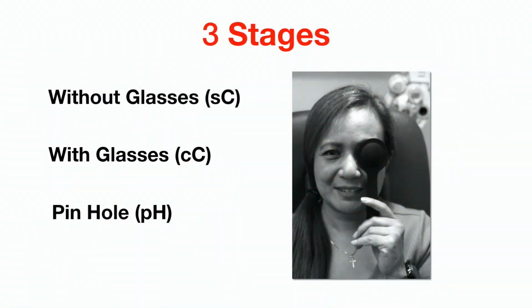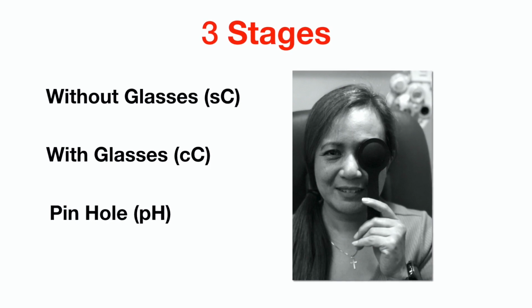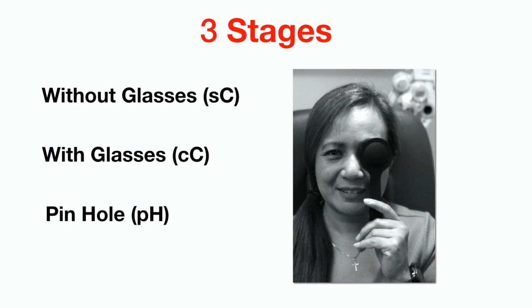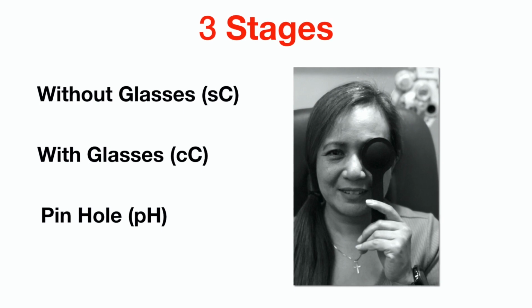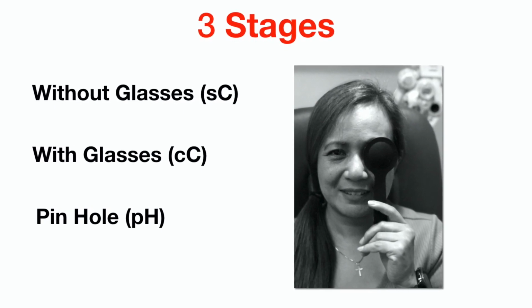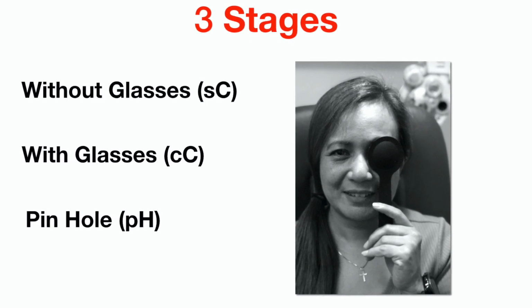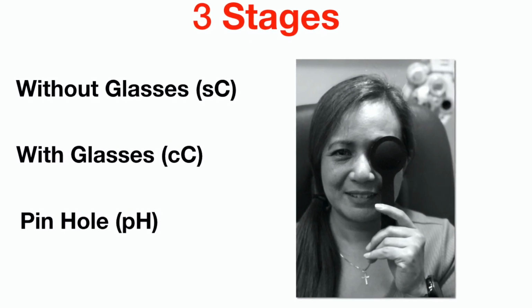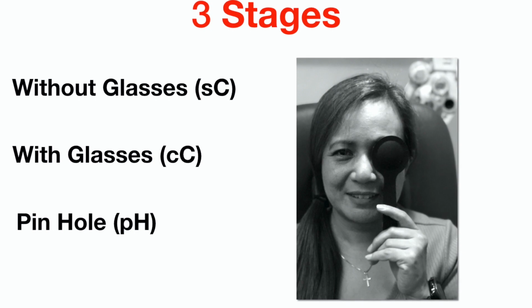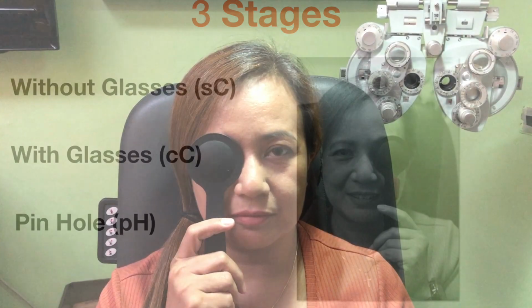There are 3 stages to this test. The first is done without glasses or contact lenses. It's called uncorrected or SC. The second is done while wearing glasses or contact lenses and is called corrected or CC. The third is done through a pinhole and is noted as PH. Let's start with the first.